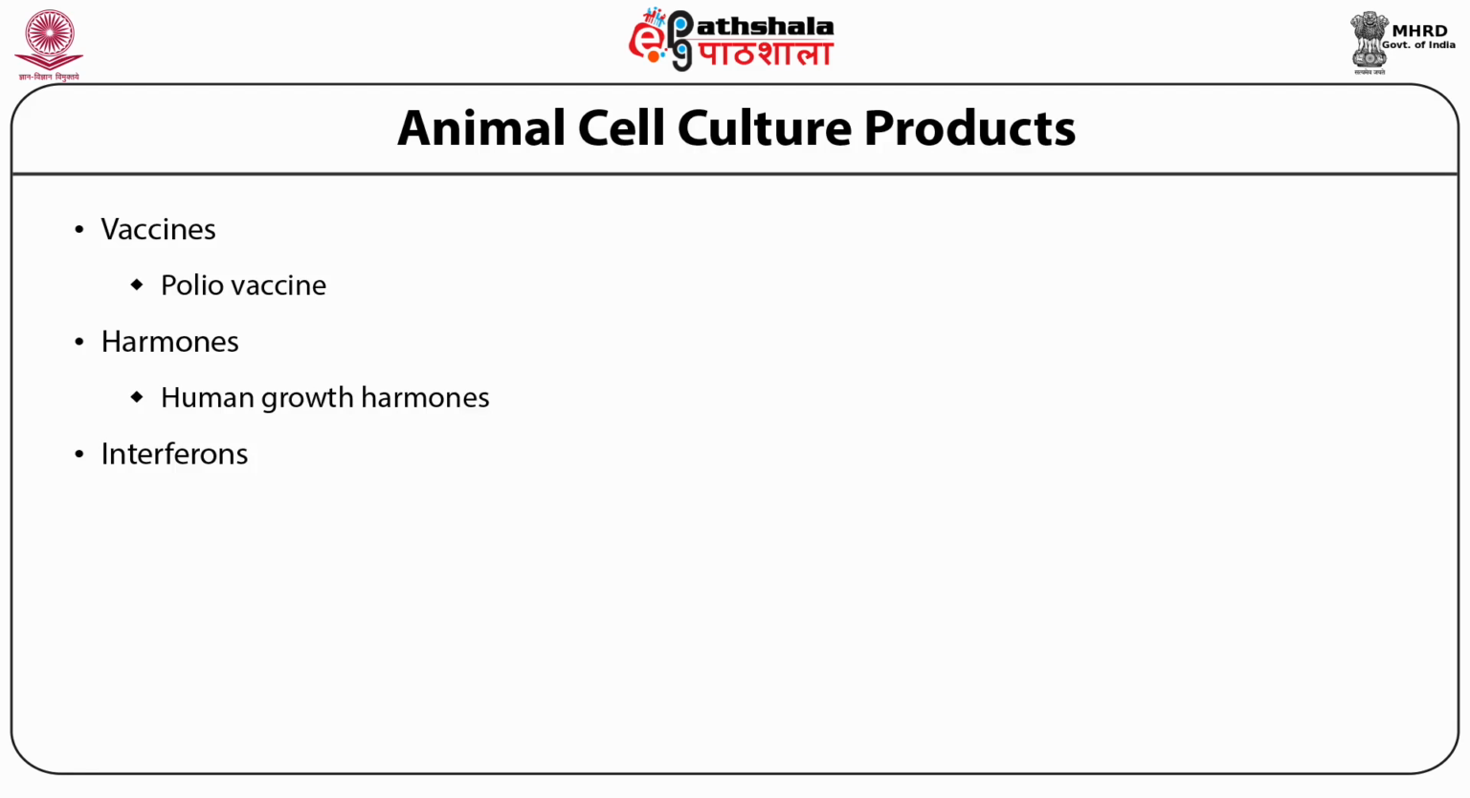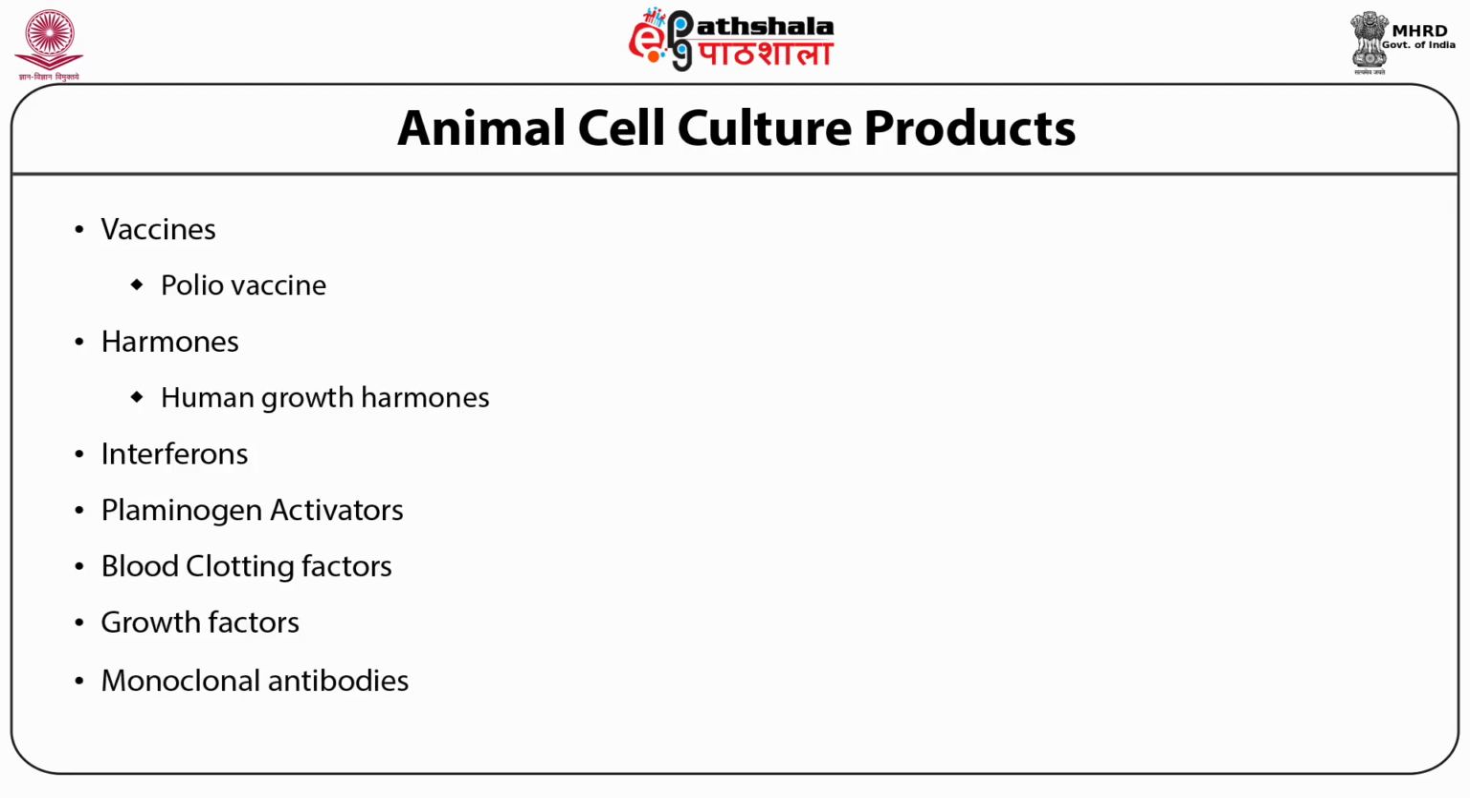Interferons produced by cell culture techniques can be used as an anti-cancer agent and immunomodulators. Plasminogen activators are used for myocardial infarctions, embolisms, and stroke. And blood clotting factors like factors 7, 8, 9, and 10 are used for hemophilia. Animal cell cultures can also be used for growth factor production, and most importantly, the hybridoma technology makes use of the immune cells or the B cells for production of the monoclonal antibodies.